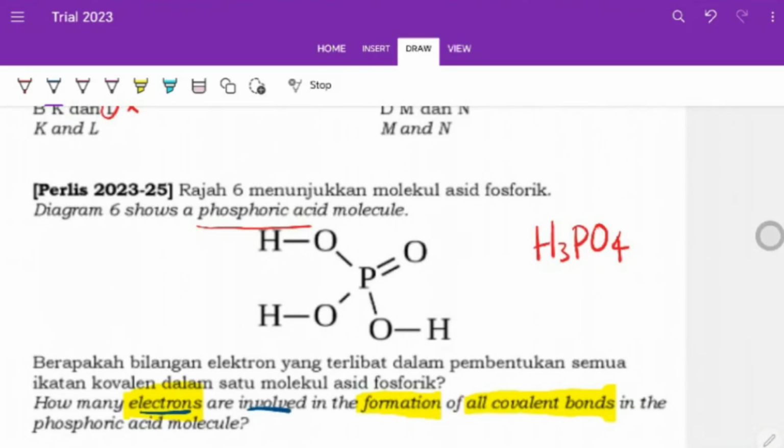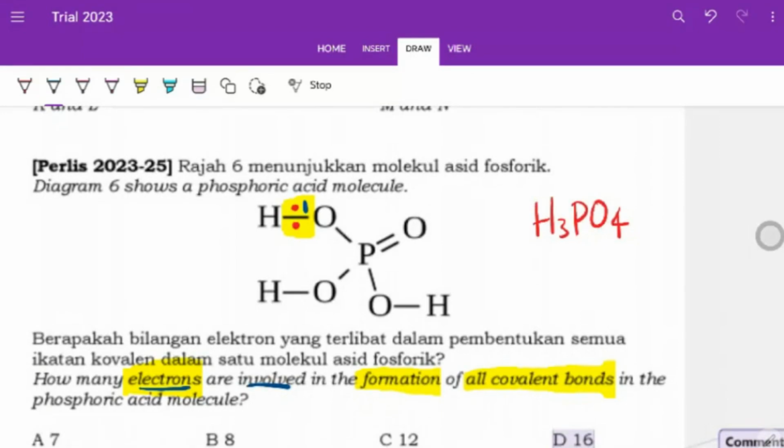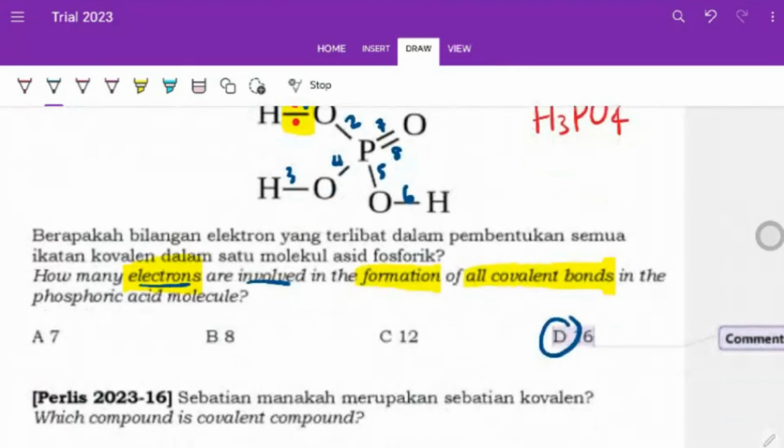If you see here, one line means a single covalent bond. If one line, it will be 2 electrons shared. So let's see how many lines. 1, 2, 3, 4, 5, 6, 7, 8. So 8 bonds. If 8 bonds, how many electrons? One single covalent bond is 2 electrons, so 8 times 2 is 16. So 16 electrons all together.